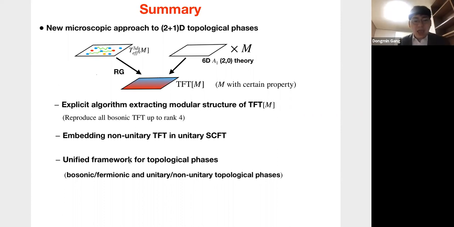Even though I haven't mentioned it, in this setup we can also generate non-unitary topological field theories. In this way, this geometrical approach gives a unified framework for topological phases. Depending on the three manifold, it sometimes gives bosonic topological phases, sometimes fermionic topological phases, and sometimes unitary and non-unitary topological phases. These phases can all be obtained by varying the type of three manifold.